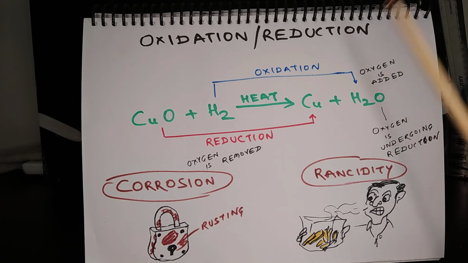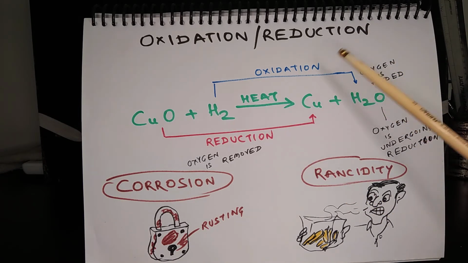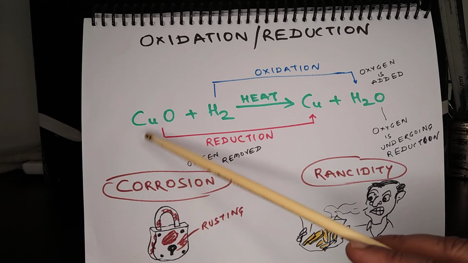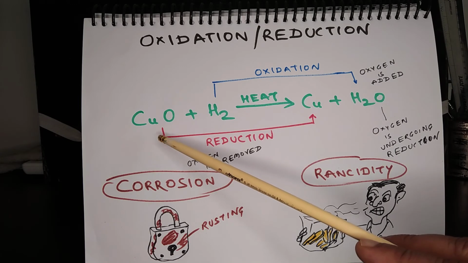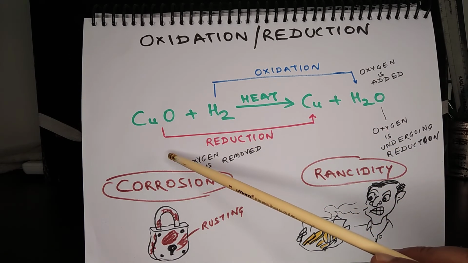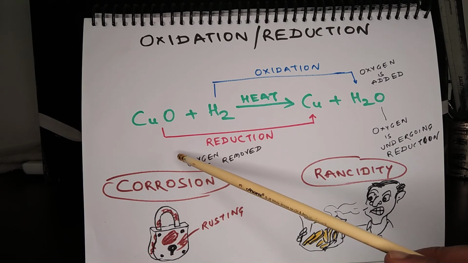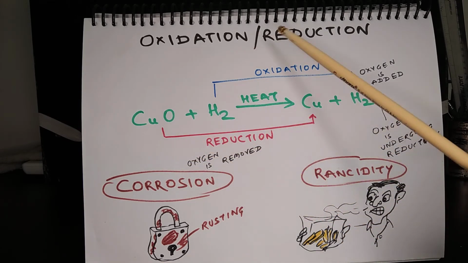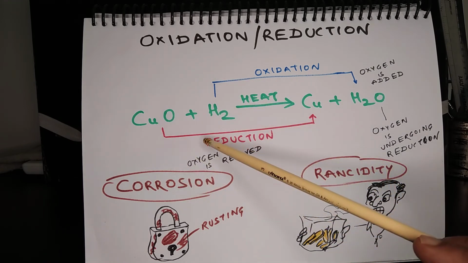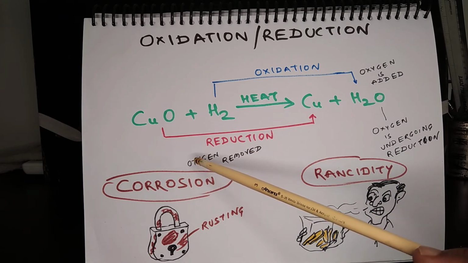Oxygen is being added to hydrogen to make water. Since oxygen is being added to hydrogen, hydrogen is getting oxidized. And in this case, oxygen is removed from copper oxide to make copper. Since oxygen is removed from copper oxide, copper oxide is getting reduced. So it is undergoing reduction. Addition of oxygen to a compound is called oxidation reaction. Removal of oxygen from a compound is called reduction reaction.